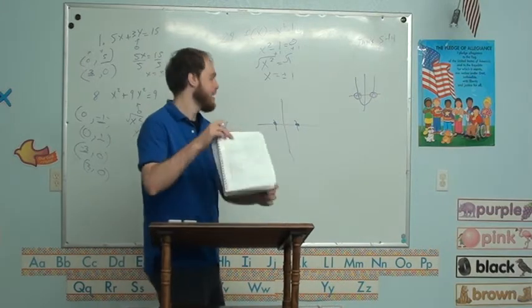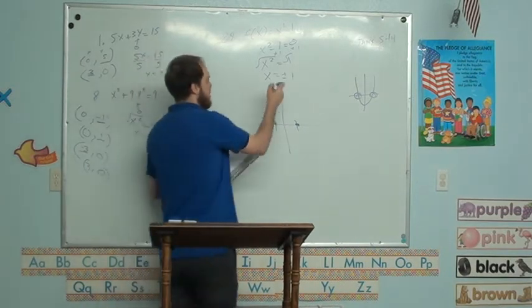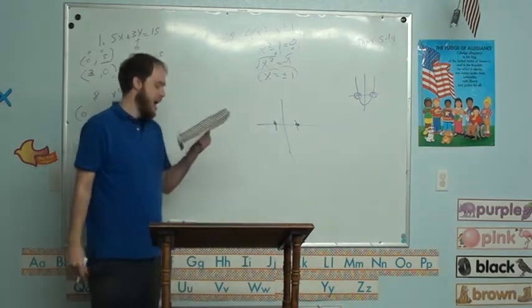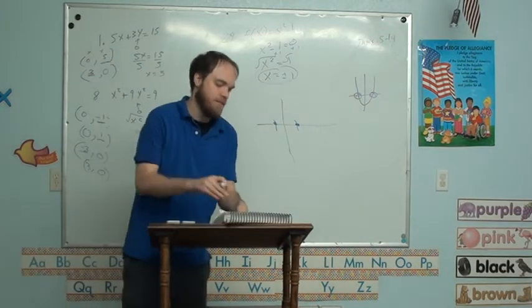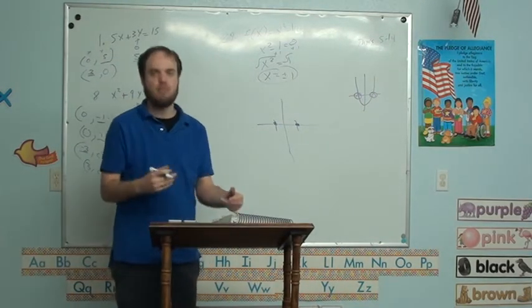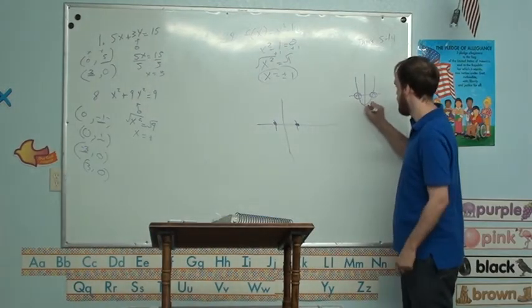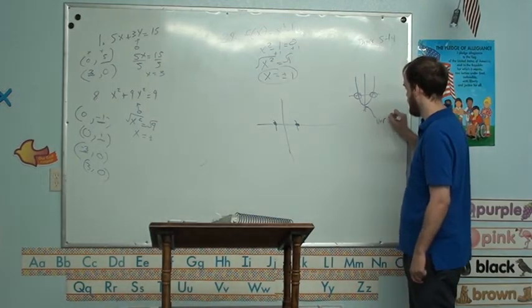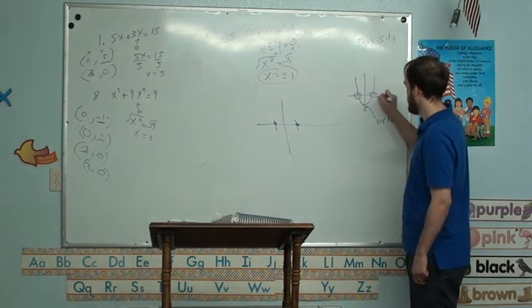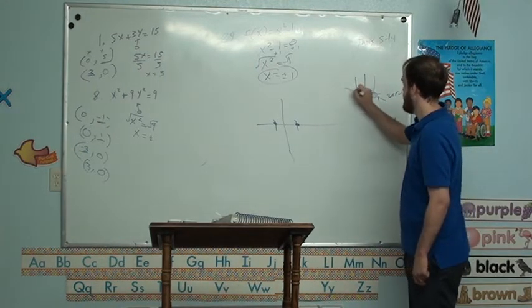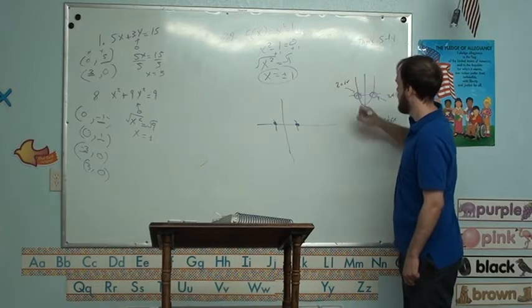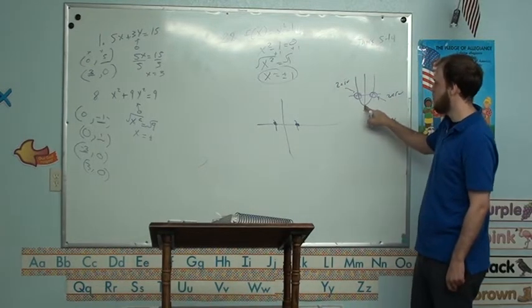Now notice the second part says identify the vertex. The vertex of a parabola is the very bottom or very top. So the vertex is basically this bottom point. So this bottom point is the vertex. These are the zeros, and then the vertex is the very bottom point.